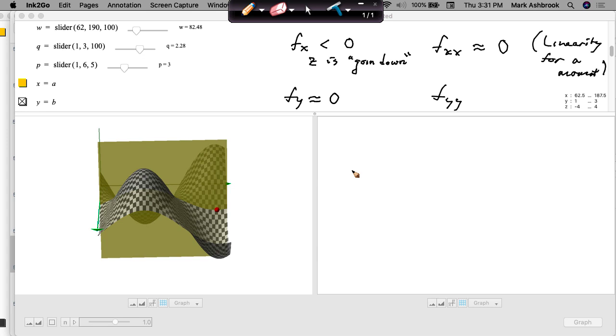Okay, that means the second derivative is zero also, right? Yes or no? Second derivative zero? If you take the derivative of something that's zero, you're going to get zero, right? Well, it's constant though. The derivative of 0 is 0.